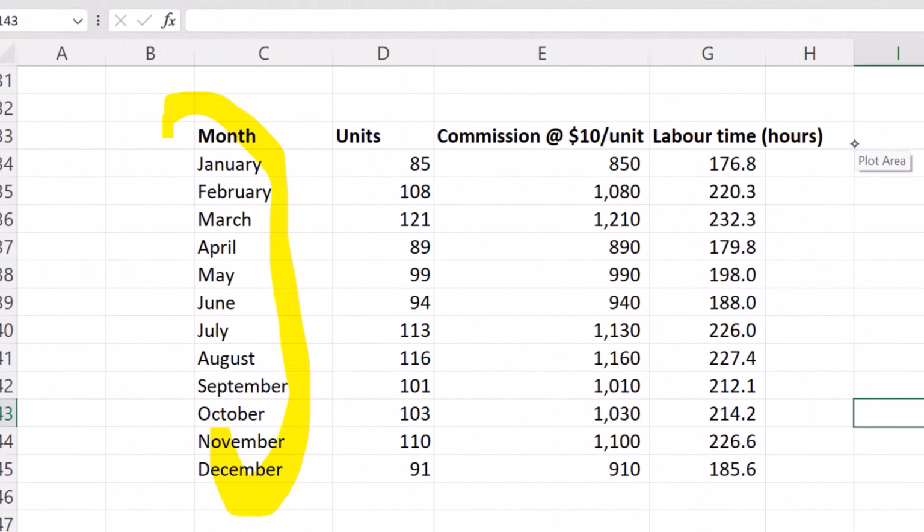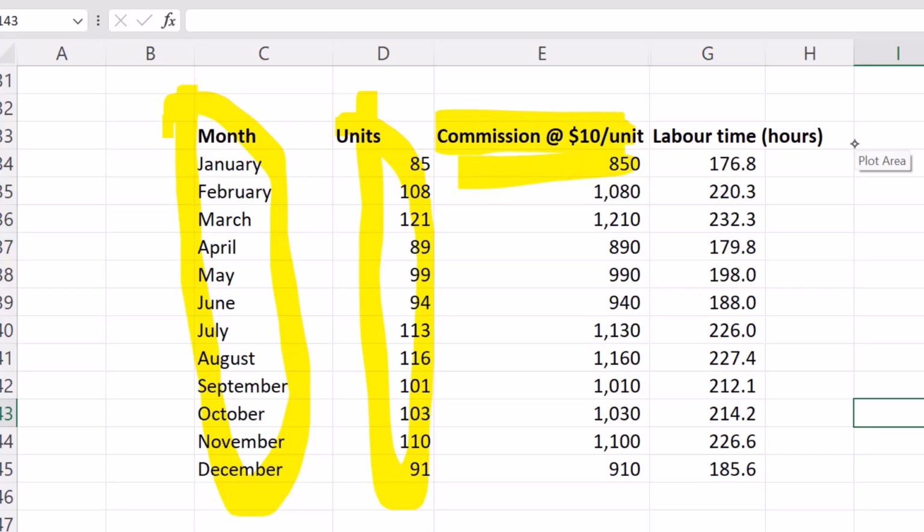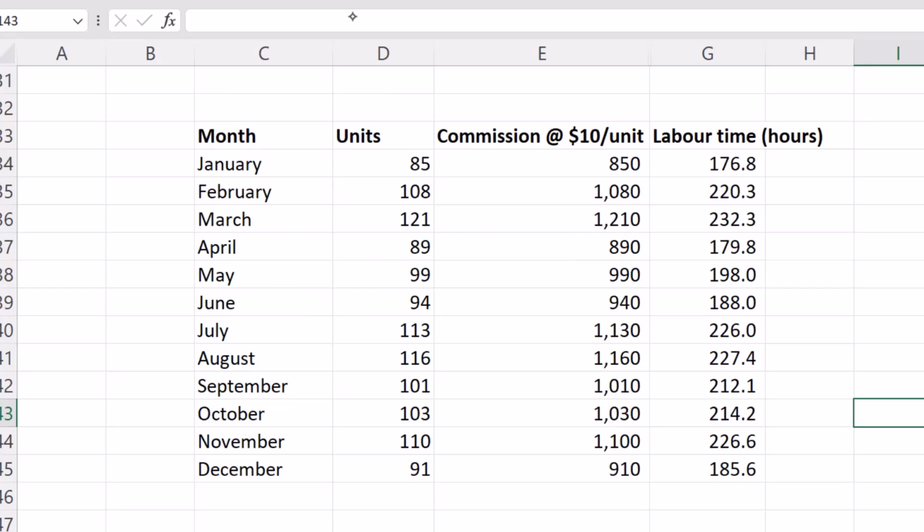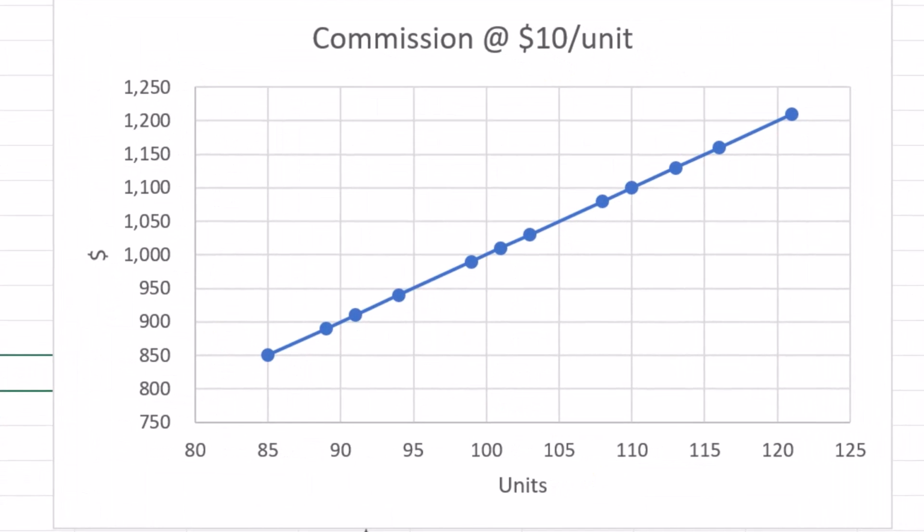I've got my months. And I've got the total units produced in each month. And we can see that it varies between 85 and 121. So we have variable sales. Now, here's that commission that I give to the salesperson, $10 commission. Right away, I can see that that's correlating as a variable cost, isn't it? And we also have a column for the labor hours, the total time it took to produce the number of units in that given month. Let's go back to the commission cost.